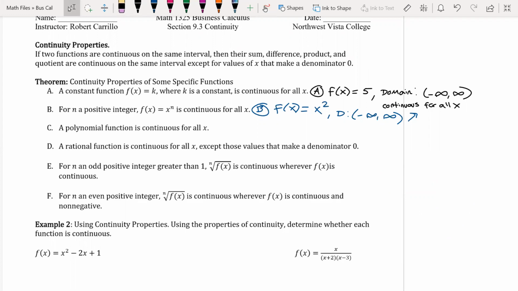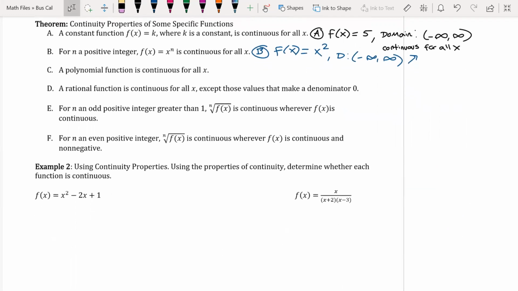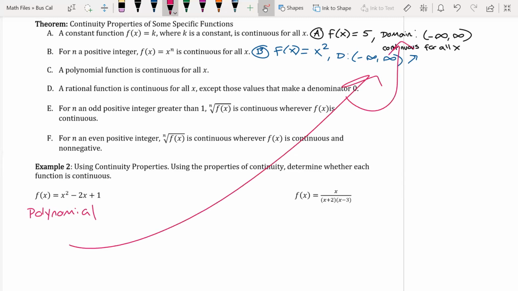To explore an example of that, let's look at the first example below. Look at that function: f of x equals x squared minus 2x plus 1. Does that look like a polynomial function to you? Yes. All the powers are whole numbers, right? You have a 2 there, a 1 there, and even a constant on the end. That is a polynomial function, which means now we know the name. This is a polynomial. And just like A and B, a polynomial shares the same properties as those two.